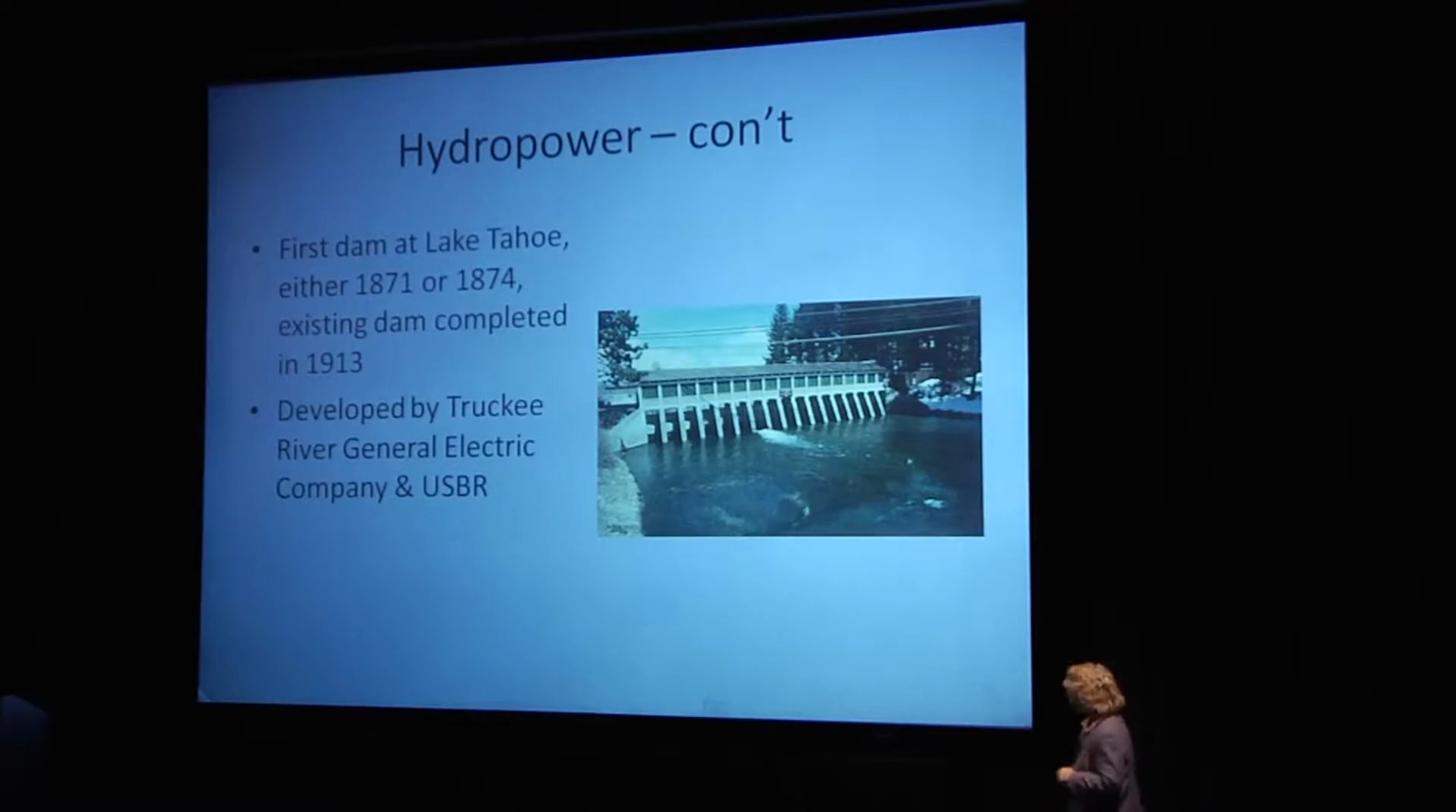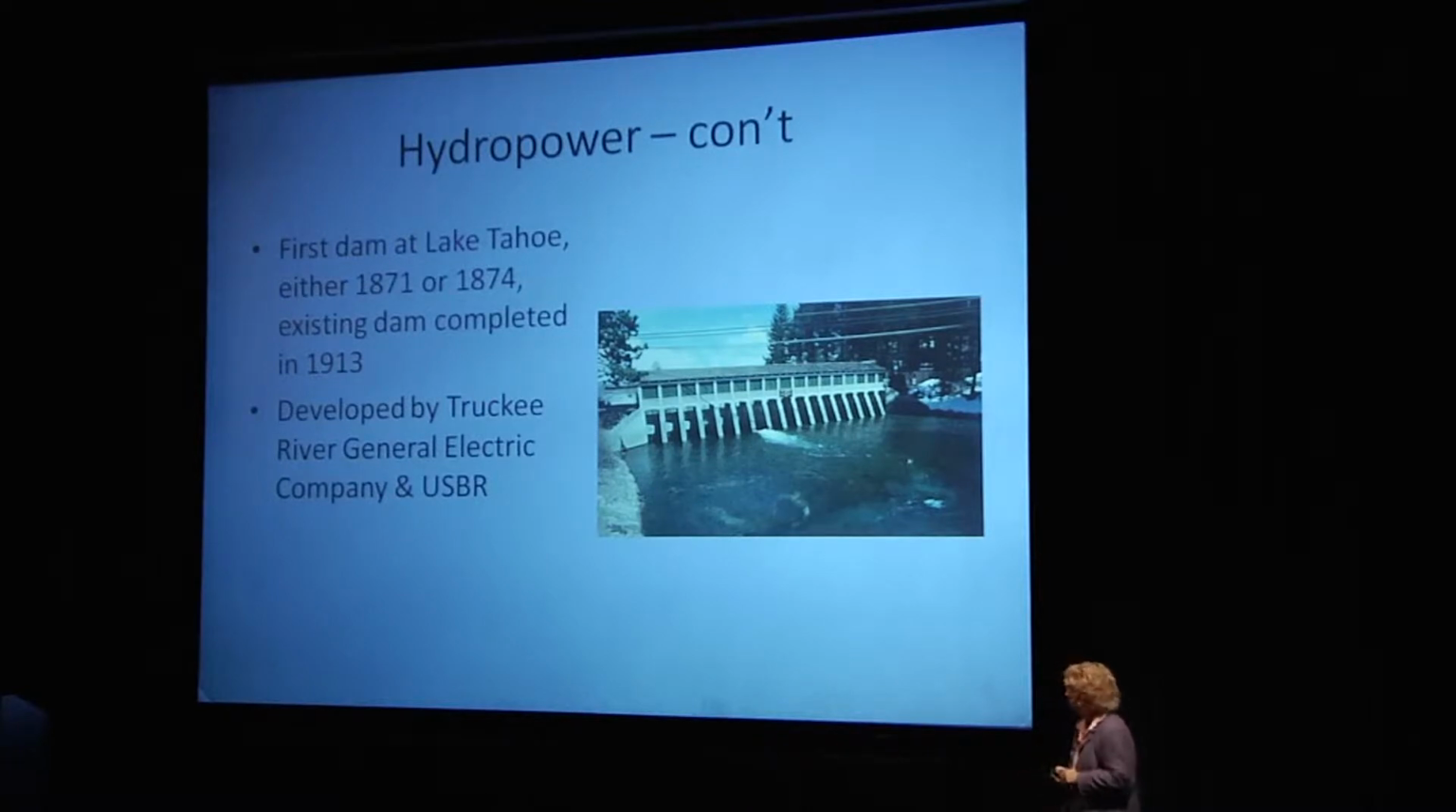As part of this effort to develop power sources in the Sierra Nevada, the first dam on Lake Tahoe was actually probably constructed to be able to control water for moving logs, but very shortly thereafterwards, a dam was constructed for the purpose of electrical generation. This is the existing dam on Lake Tahoe today.